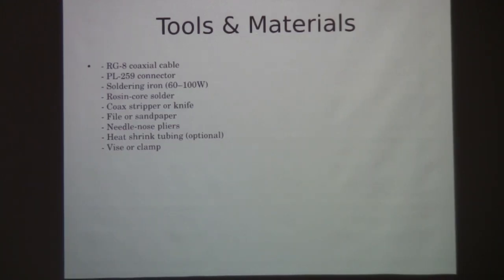That's garbage. You're going to need a coax stripper, and they do make some pretty cool coax stripping tools that are fairly inexpensive. But a good razor knife will work well. A file or sandpaper, needle nose pliers. Heat shrink tubing's optional. I usually put heat shrink around mine, and a vise or a clamp.